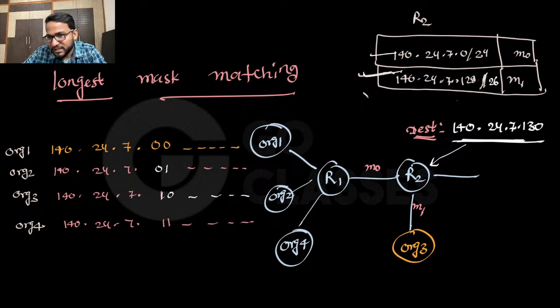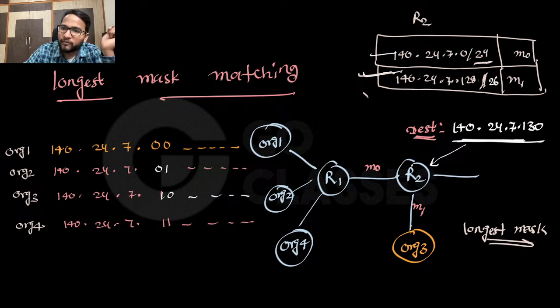Since this destination address is matching with two entries, I need to forward to the entry which has the longer or the longest mask, which means this is slash 24 only, this is slash 26. So I will forward it to M1, and that is done. That is what we wanted, because this actually belongs to organization 3. I wanted it to be forwarded to organization 3, right? So it will go to organization 3.